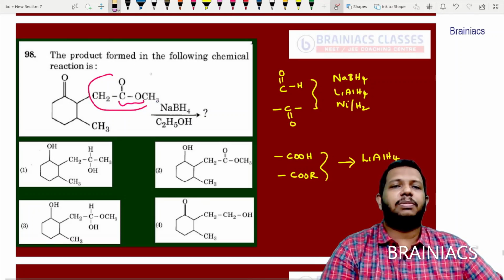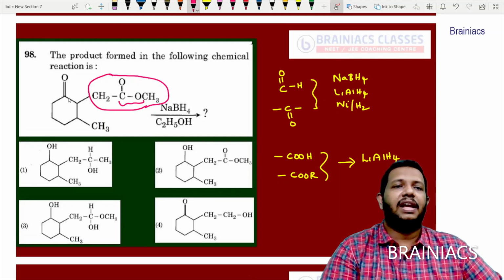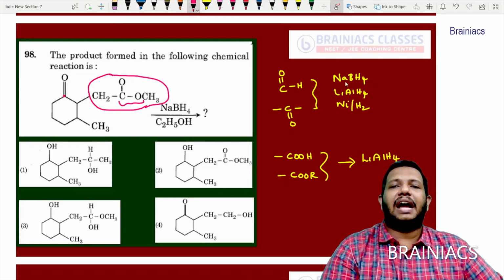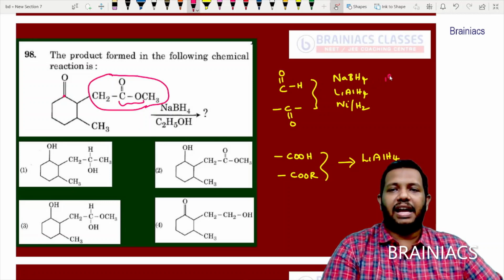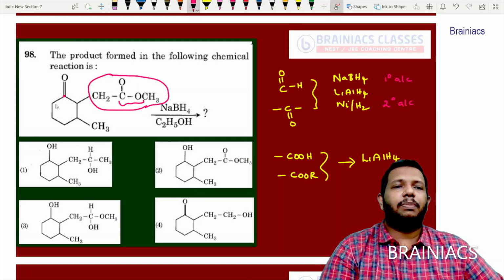So I can say this part will remain intact in the product. It will not change because you have taken what? Sodium borohydride. So just look for the option where this is present similar to this one. And we know this is a ketone. So this will be reduced to what? We know that aldehyde will be reduced to 1 degree alcohol, and ketone will be reduced to 2 degree alcohol. Correct? So here ketone is present, so this will be reduced to 2 degree alcohol, and this will remain as such.